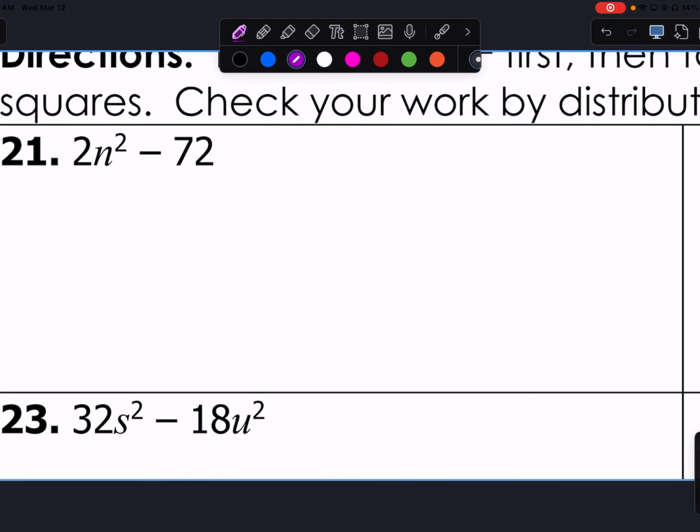All right. So, number 21. Is that perfect squares? Okay. Do I have a GCF though? Yes, 2. So we're going to pull that out. What is 2n squared divided by 2? Not just n, but n squared. What is negative 72 divided by 2?